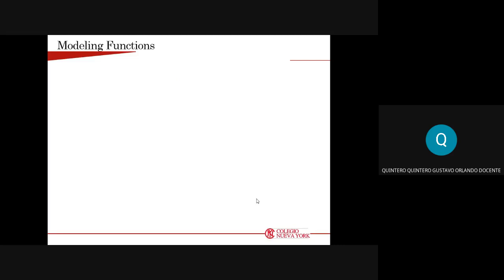Now, this is the moment that I have been waiting for. This is modeling a function. This is the important part of today. How do you model a function? Let's begin by learning what it is to model a function.